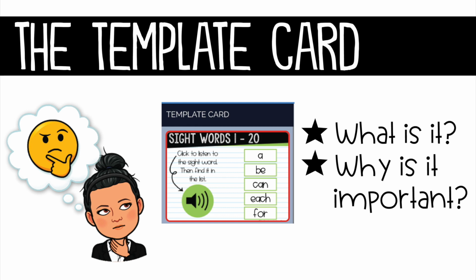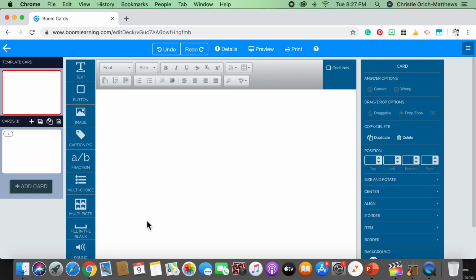The template card. This is where the magic begins. It's basically the master card. You build all the elements you want to add to the template card, and then you tweak the remaining cards by replacing elements but maintaining consistent formatting throughout your deck, aka keeping it looking lovely.